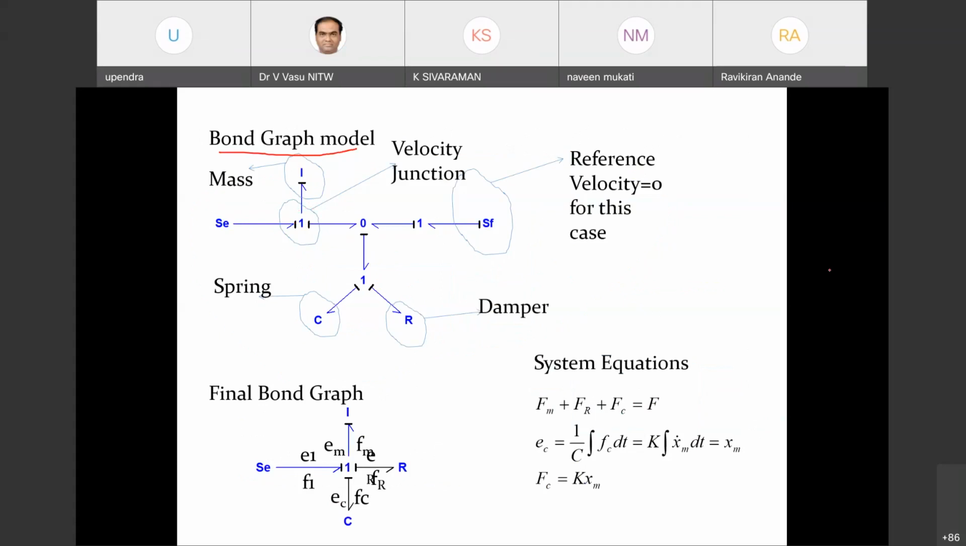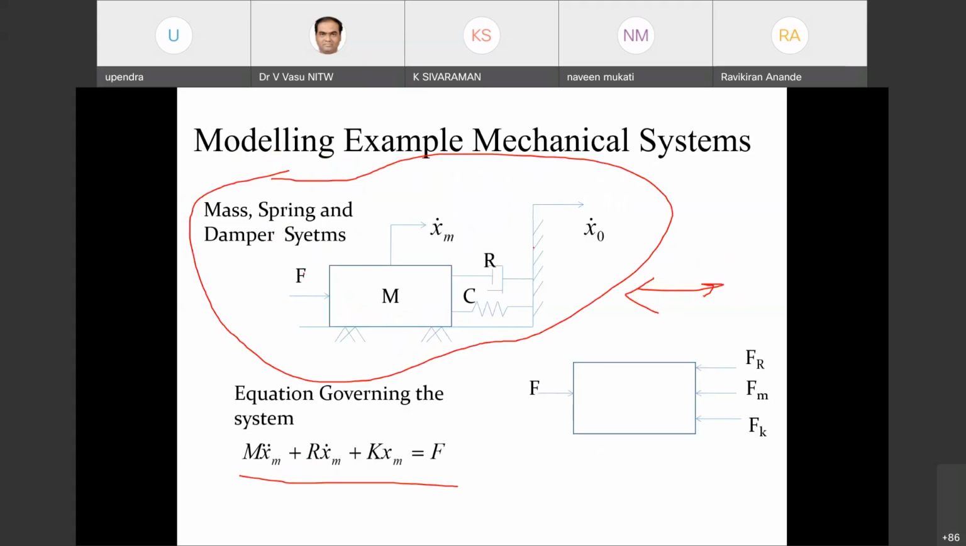A one junction is always considered wherever there are subsystem 1 and subsystem 2. If you have two subsystems, a one junction should always be used. If there are any connections between these two subsystems, they are represented by a zero junction. Here I can represent one subsystem and another subsystem, so we have a one junction here and another one junction here.